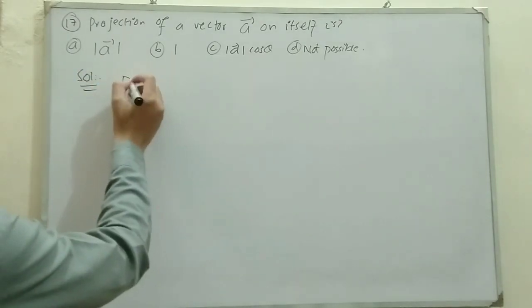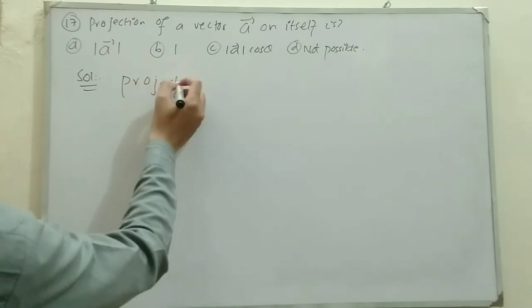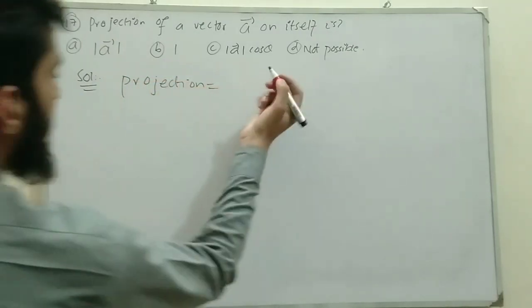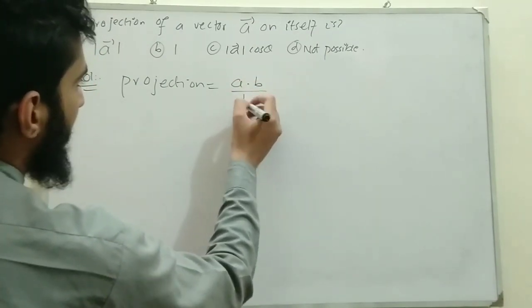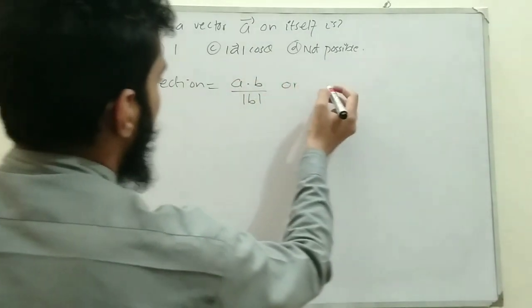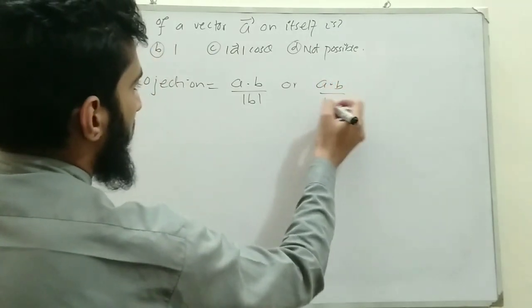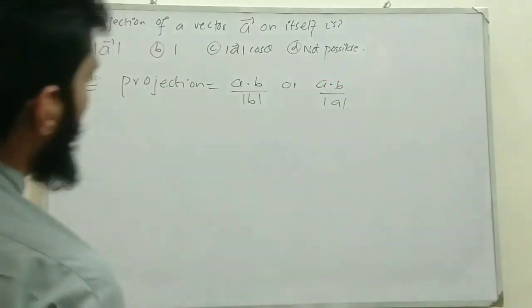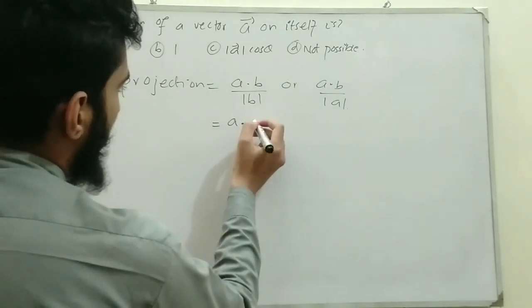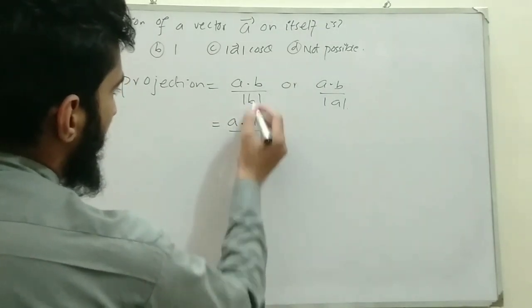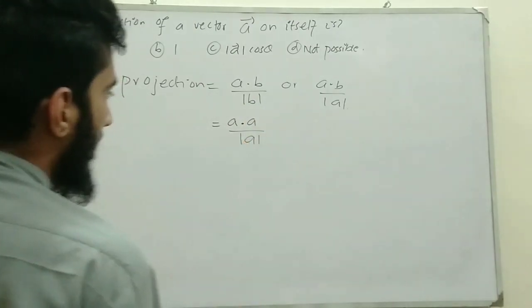For the projection of two vectors, we have a formula: the projection is equal to the dot product of the two vectors. Let we have two vectors A and B, so it's dot product divided by the magnitude of B, or we can also write A dot B divided by A magnitude. But here they are talking about the same vector, so we will consider the two vectors the same. So the first vector is A and the second vector is also A, so it means A dot A divided by the magnitude, which will also be A.